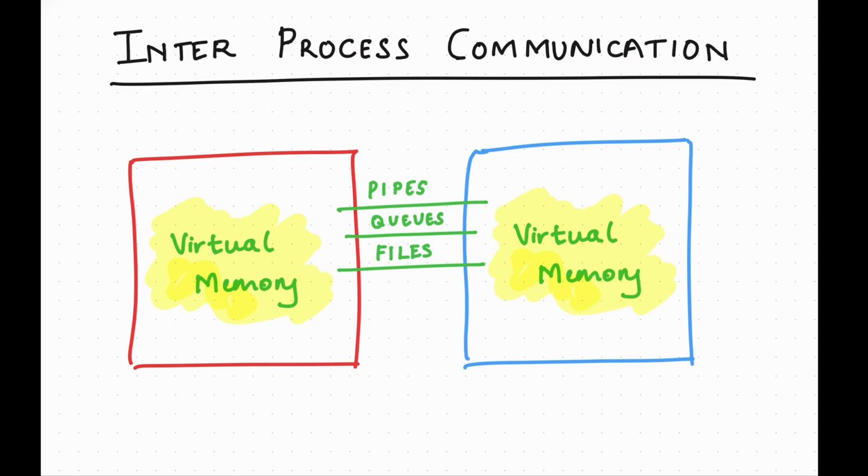For small messages, this overhead is manageable, but when processes need to exchange large amounts of data such as images, videos, or database pages, this repeated copying becomes a major performance bottleneck and also wastes CPU time and memory bandwidth.